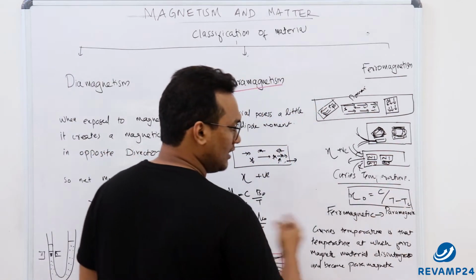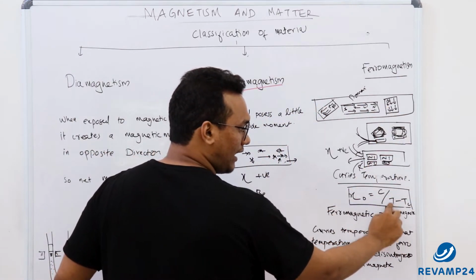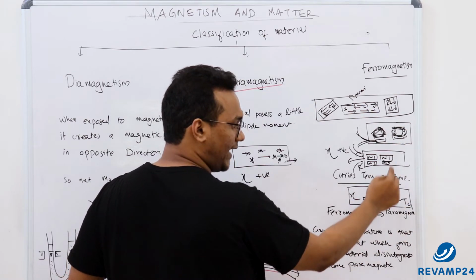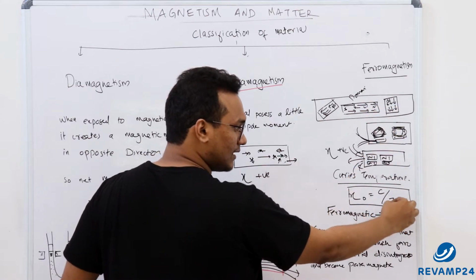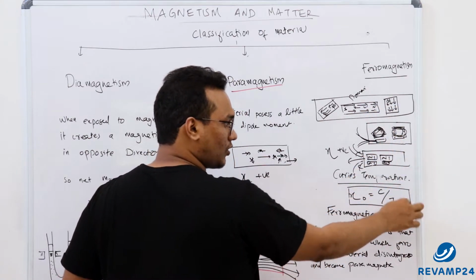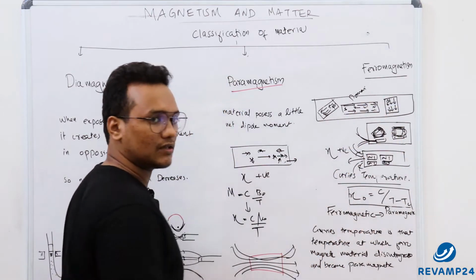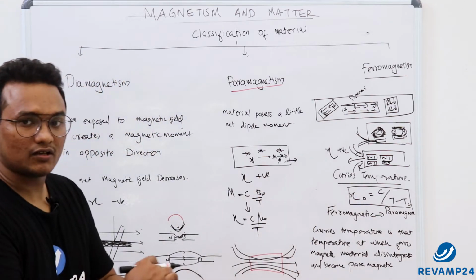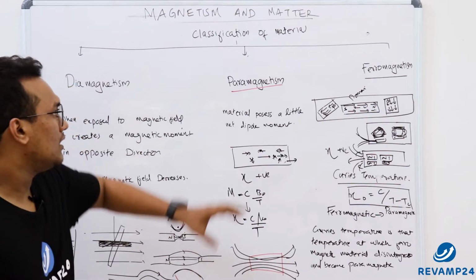This is the equation. See, this is Curie's temperature, Tc. This one is constant. So with higher, increasing temperature, the denominator will be higher, so the total value will be lesser. What will happen to the susceptibility? That will decrease.